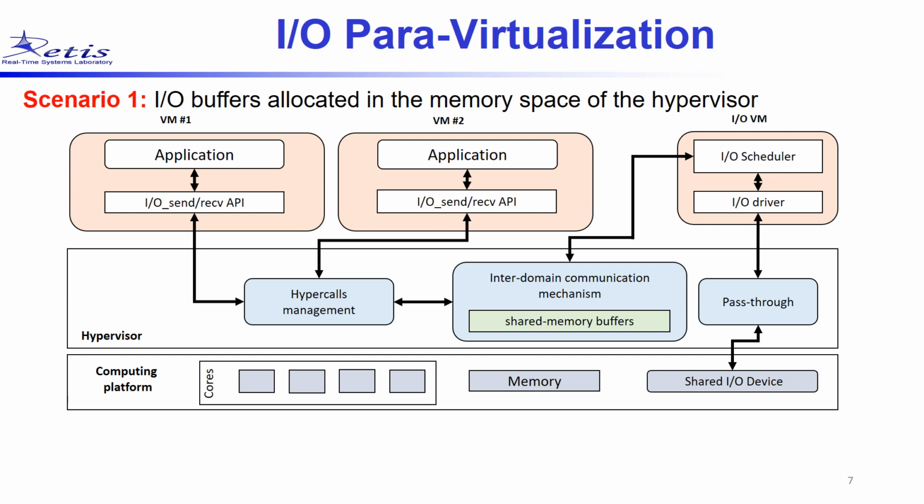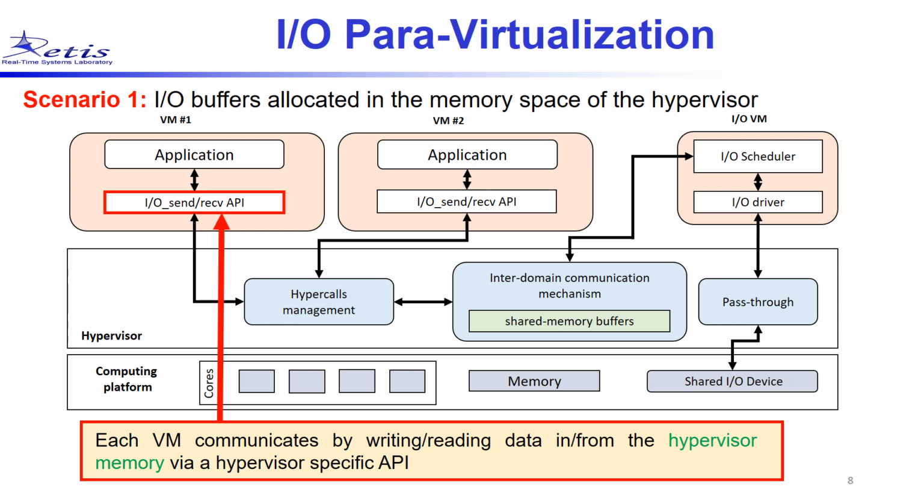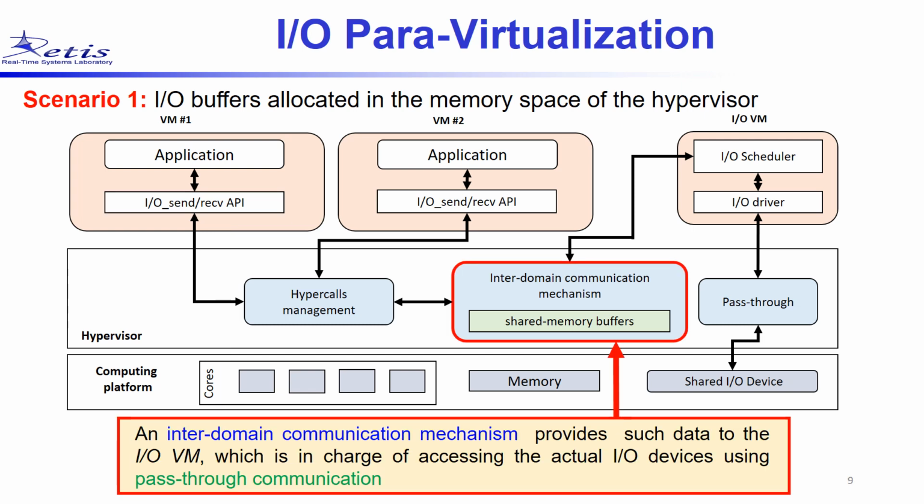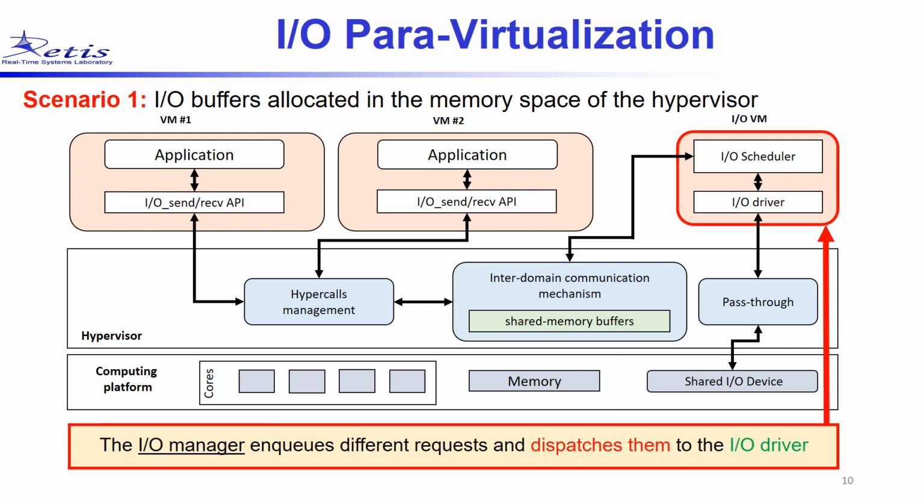In the first one, I/O buffers are allocated in the memory space of the hypervisor, and each VM communicates by writing and reading data to the hypervisor memory space by means of a hypervisor-specific API. An inter-domain communication mechanism provides such data to the I/O VM, which is a special-purpose VM in charge of accessing the actual I/O devices using pass-through communication. The I/O VM implements the I/O manager that enqueues different requests and dispatches them to the I/O driver.